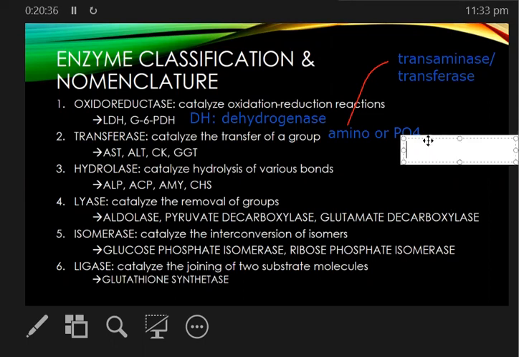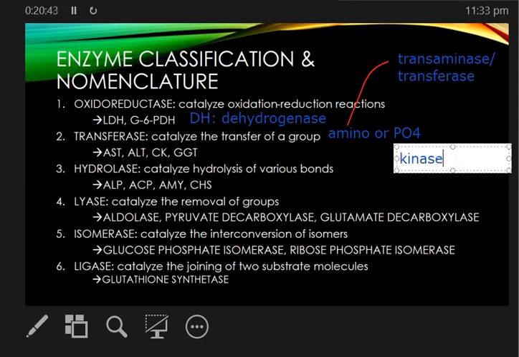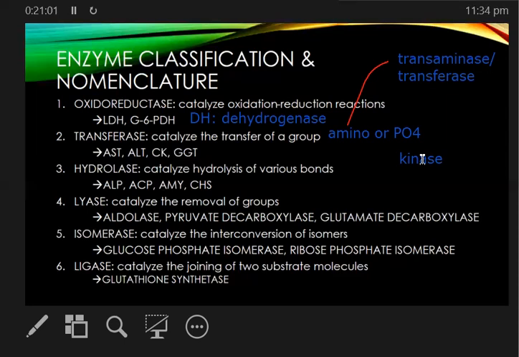All right. And then the other one, we have your phosphate group. So what will be our clue if a particular enzyme transfers a phosphate group? So you look for kinase. Okay, so if there is the word kinase in the nomenclature or in the name of your enzyme, then automatically it is a transferase enzyme, okay, transferring a phosphate group.